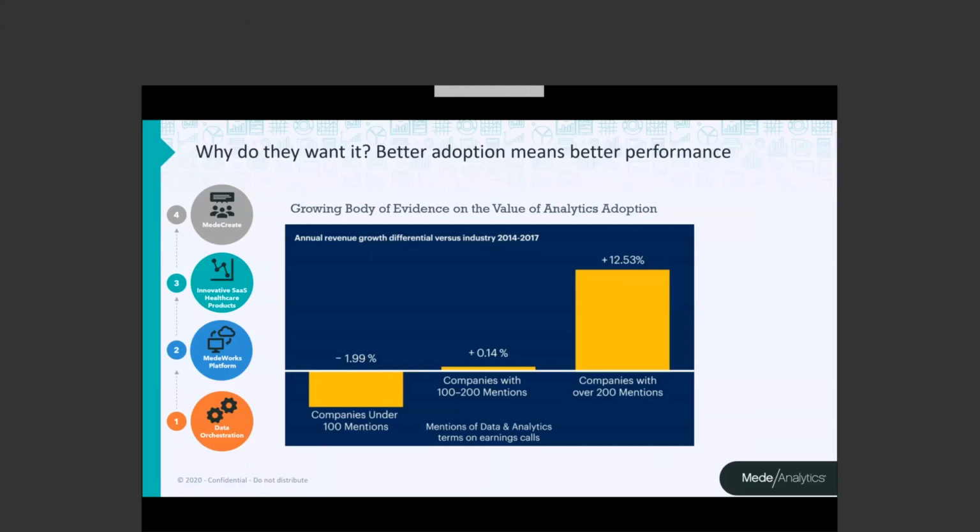Inside of healthcare, we focus on different outcomes, triple aim type stuff in terms of patient satisfaction, reduced cost, improved quality. But we're seeing the same sort of correlation between performance and adoption of analytics in the healthcare sector, just around different kinds of outcomes.